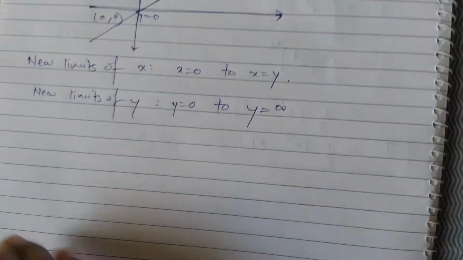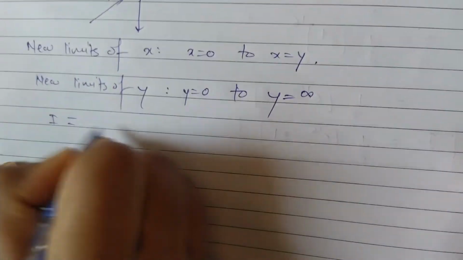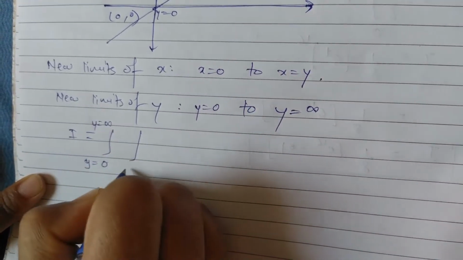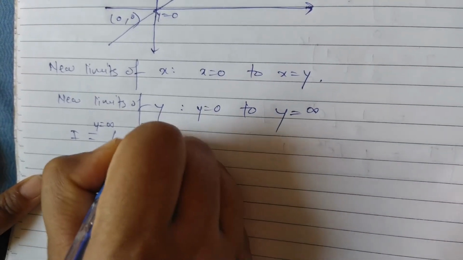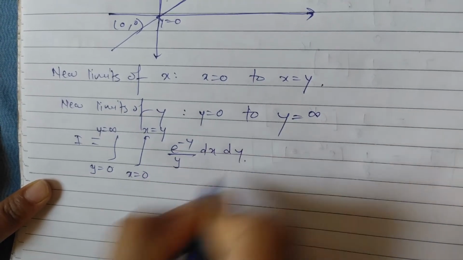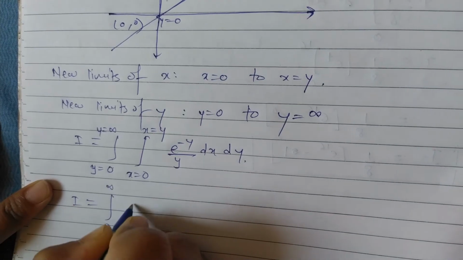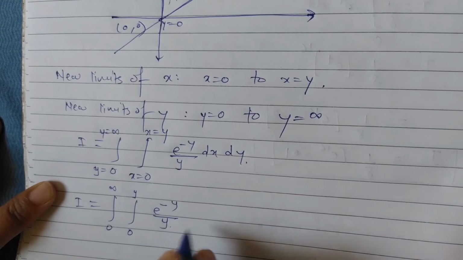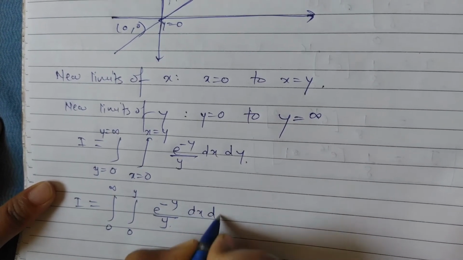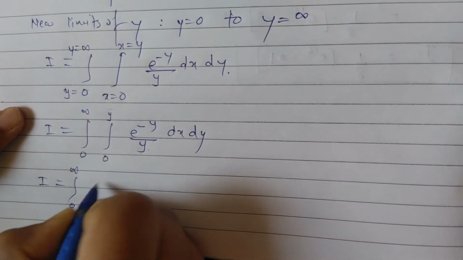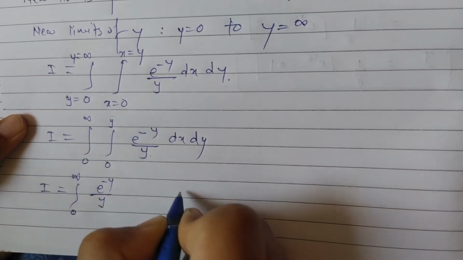Now the integration becomes the integral from y equal to 0 to y equal to infinity; constant limits you should write first; and x equal to 0 to x equal to y of e raised to minus y upon y, dx dy. That is, I is equal to the integral from 0 to infinity, 0 to y, of e raised to minus y upon y, dx dy. Since the limits now are in terms of y, integrate with respect to x first. So e raised to minus y upon y and dy as it is.